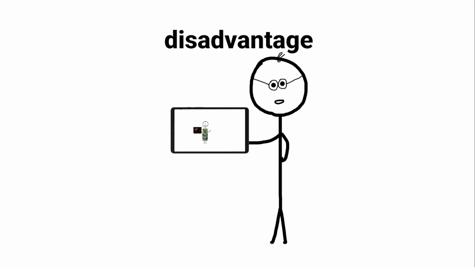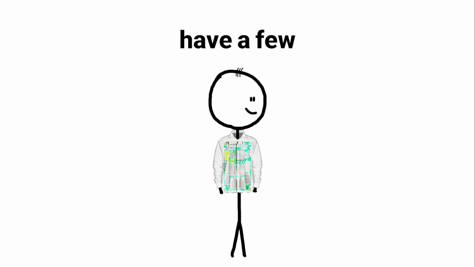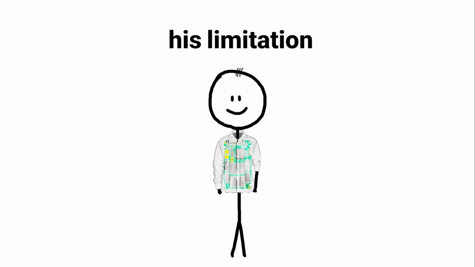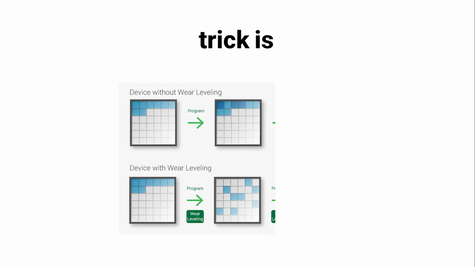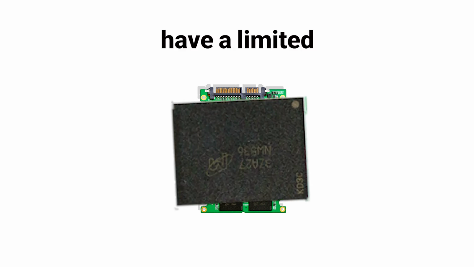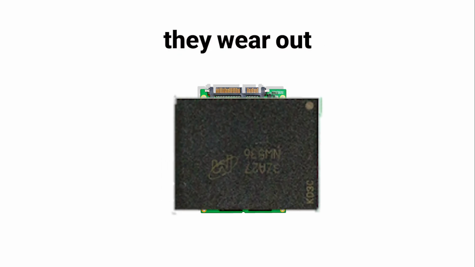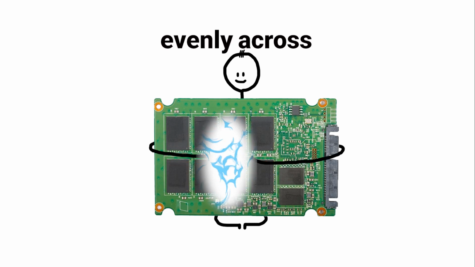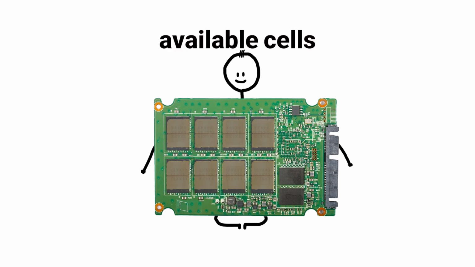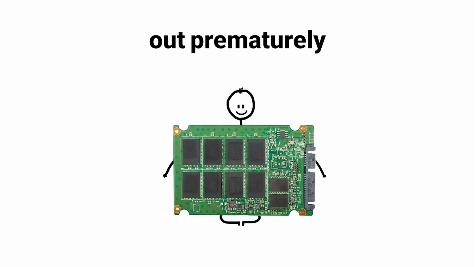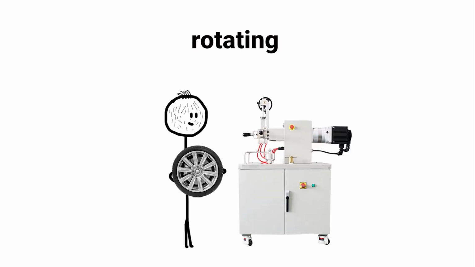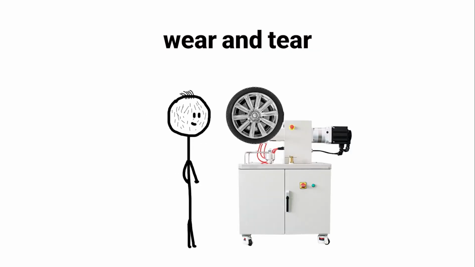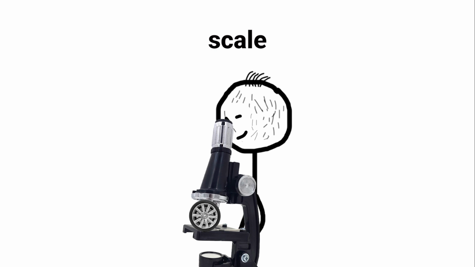This may sound like a disadvantage, but SSDs have a few tricks up their sleeves to overcome this limitation. One such trick is called wear leveling. No, nothing to do with werewolves or any such thing. Because NAND flash cells have a limited number of write cycles before they wear out, SSDs use sophisticated algorithms to spread writes evenly across all the available cells, ensuring that no single cell gets worn out prematurely. It's kind of like rotating your tires to ensure even wear and tear, but on a microscopic scale.